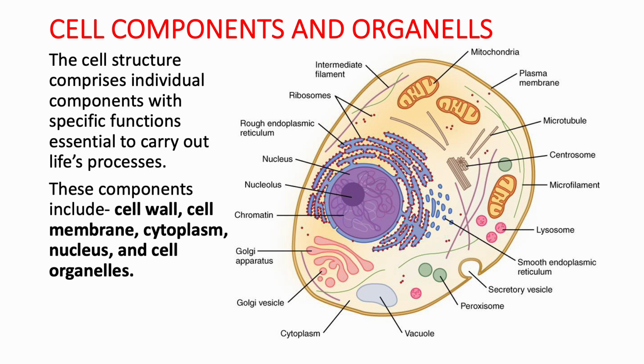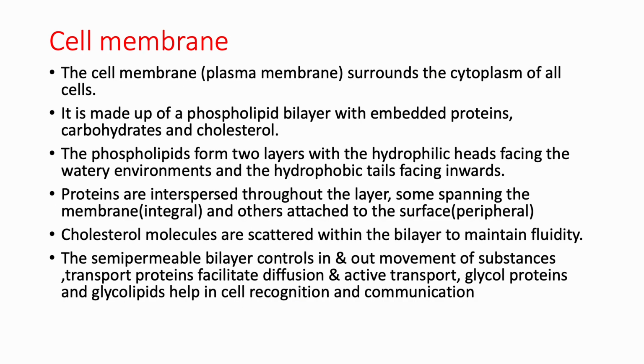Okay, so let's discuss the cell membrane. The cell membrane, or plasma membrane, surrounds the cytoplasm of a cell. Mostly it's made up of a phospholipid bilayer with embedded proteins, carbohydrates, and cholesterol. The phospholipids form 2 layers with hydrophilic heads. So the heads are hydrophilic. They attract water, they love water, soluble in water, I can say like that.